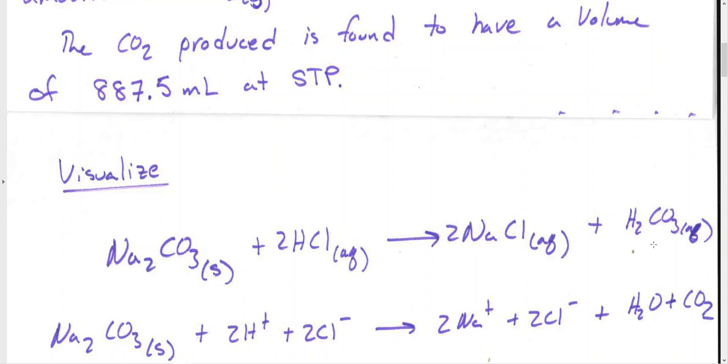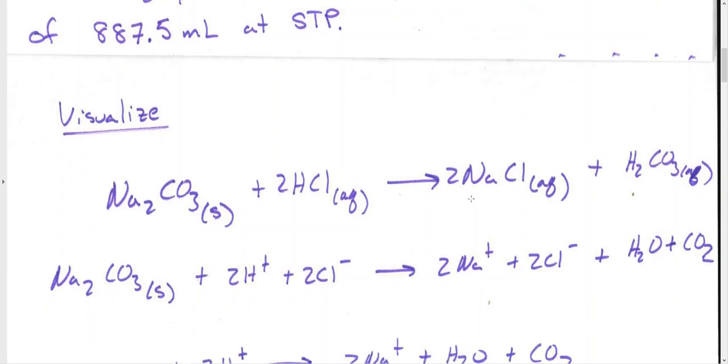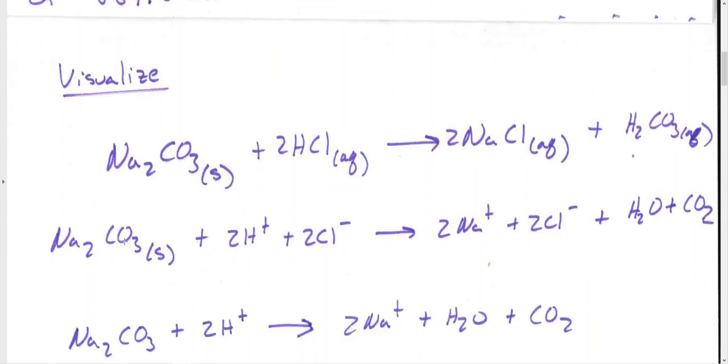Let's try to go to the net ionic equation. From the molecular equation, what was the net ionic equation? We would keep sodium carbonate together because it's a solid. We would separate HCl because it's a strong acid, so H plus and Cl minus. This is aqueous sodium chloride, so that would dissolve or separate.